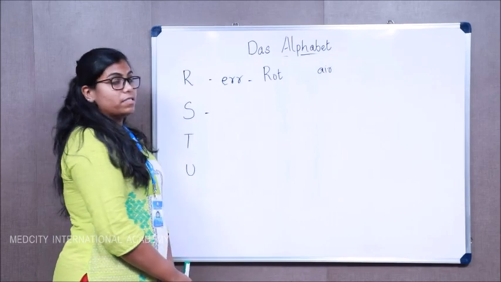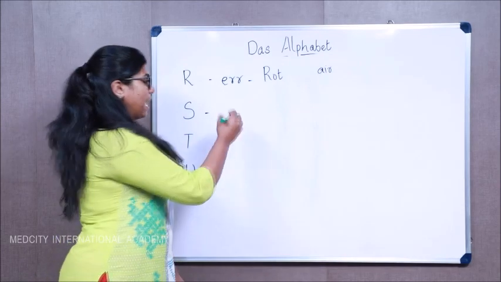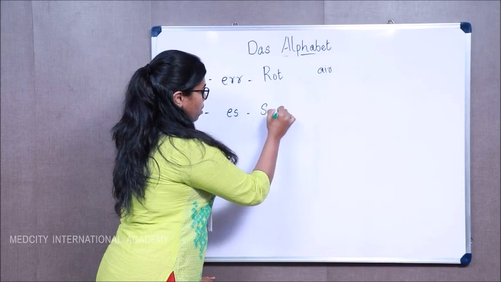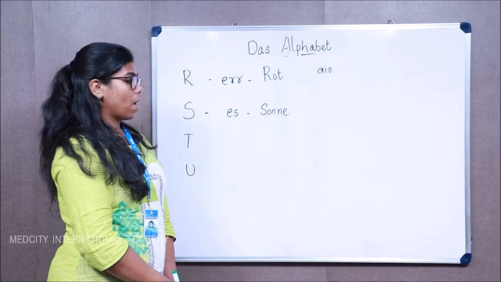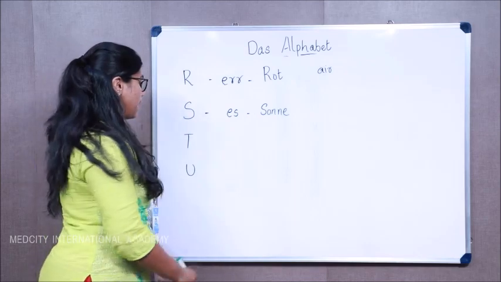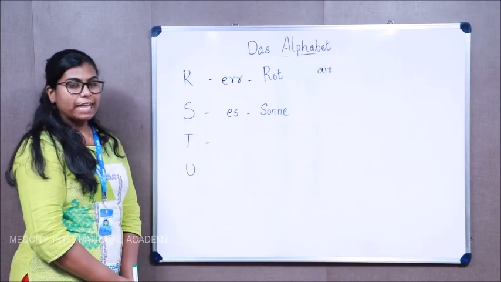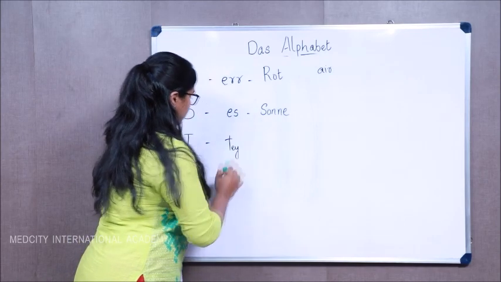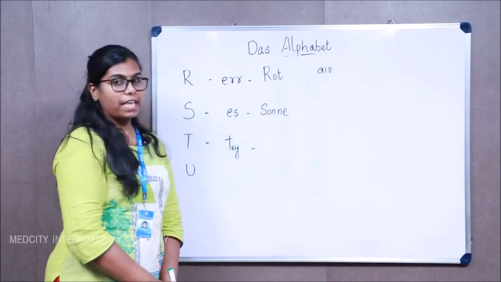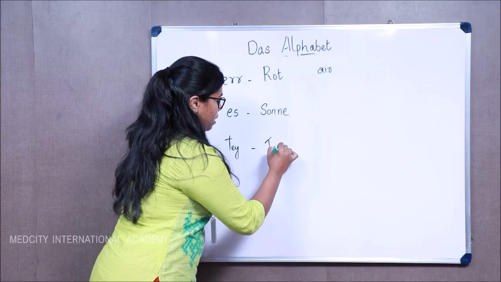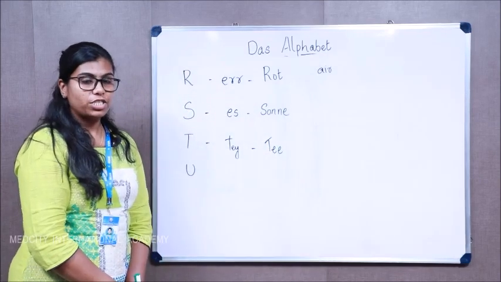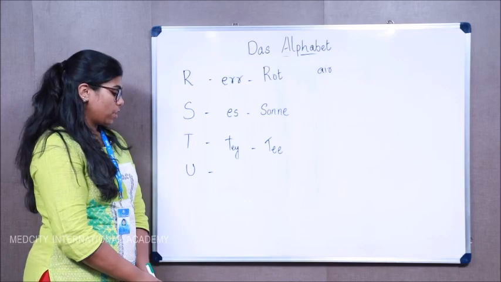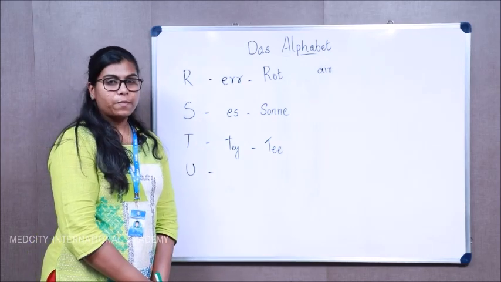Then S. S is pronounced the same as in English. For example, we can say Sonne. Sonne bedeutet sun. The next alphabet is T and it is pronounced as T in German. For example, we can say der Tee. And it is tea. Then we are moving to the next alphabet and it is U, pronounced as U in German.